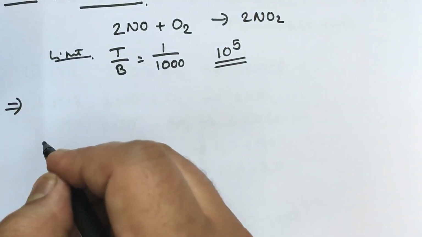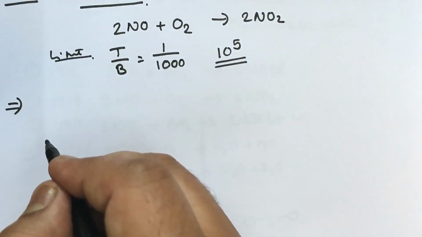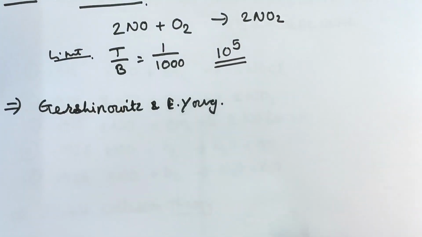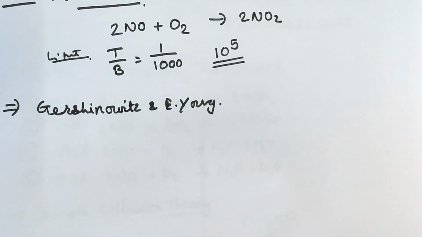So then two scientists named Eyring and Polanyi took the help of activated complex theory, which is also known as absolute rate theory.